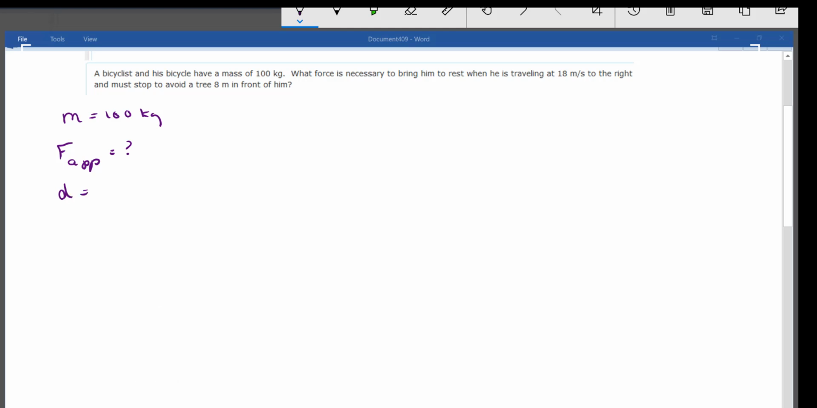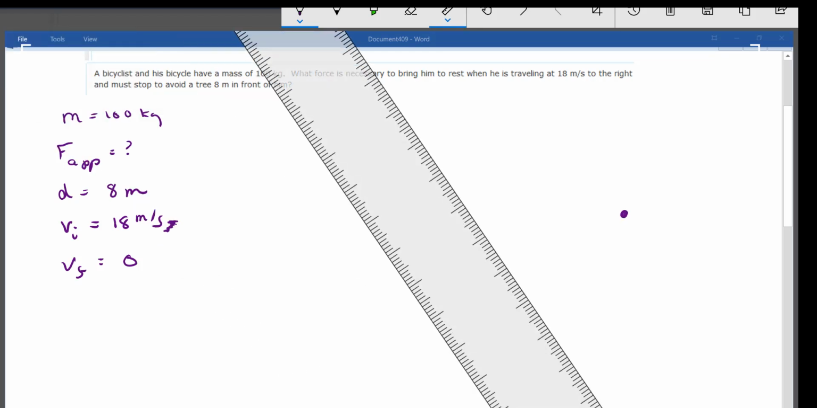So we're hunting for the force applied, or the force of friction, you could call it. We know the mass is 100 kilograms, the distance is 8 meters, and his initial velocity is 18 meters per second. We can infer that his final velocity is 0 because we wanted to bring him to rest without hitting the tree, hopefully. I'm going to draw that free body diagram.